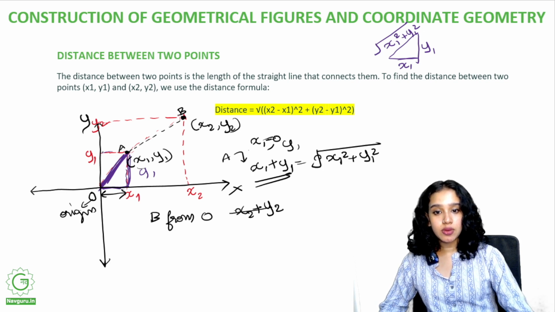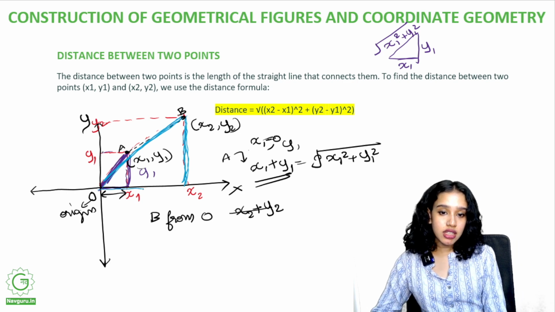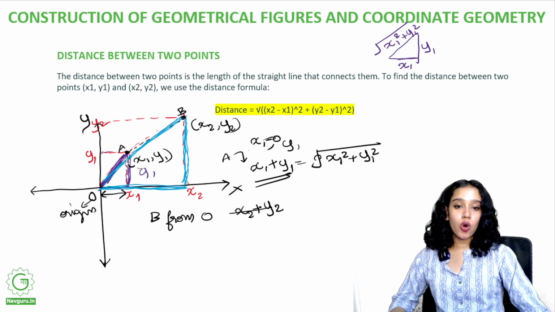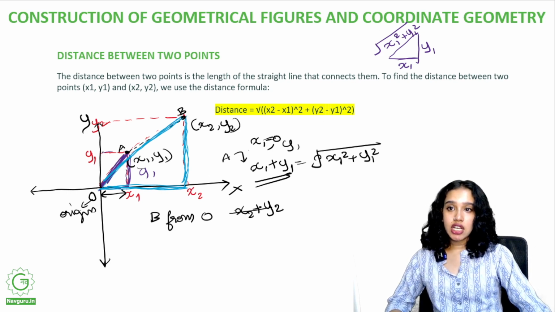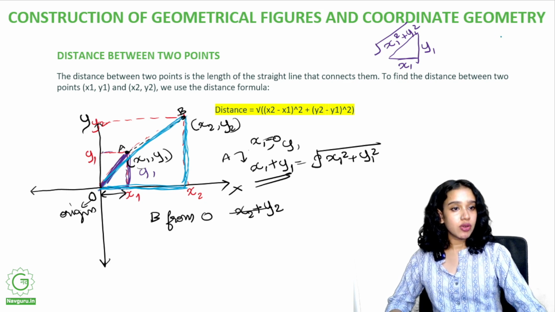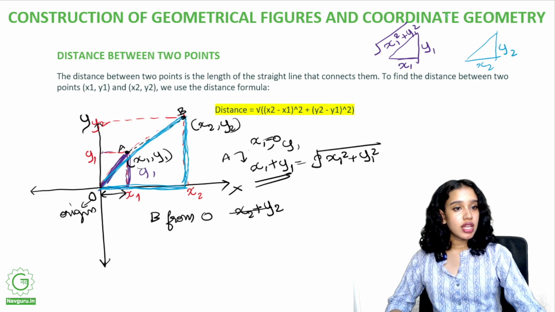another one which just goes up to B. We have another right angle triangle here. We have to find this distance. This would be x2. No, this would be y2. Always vertical distance is y2 and the horizontal distance is x2, right? So in this triangle OB, what do we have according to Pythagoras theorem? We have another triangle where this is x2 and this is y2 and this length would be root of x2 square plus y2 square, right?